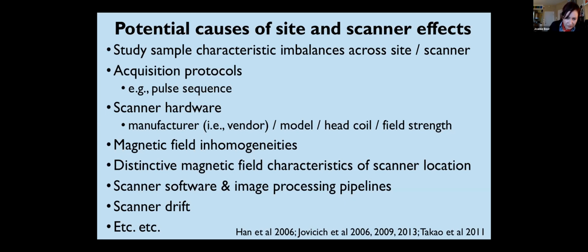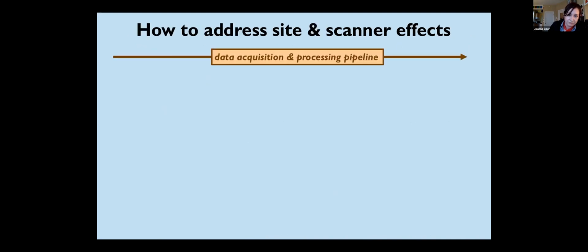And then we have scanner software and image processing pipelines that can differ, and within a scanner there could be scanner drift, and so on. Some of these things we can measure, and other things are harder to keep track of. There's a lot of work that's been dissecting the sources of all the scanner effects. There are some example references. So in addressing these, as I mentioned, we can do that at various points along the data acquisition and processing pipeline.